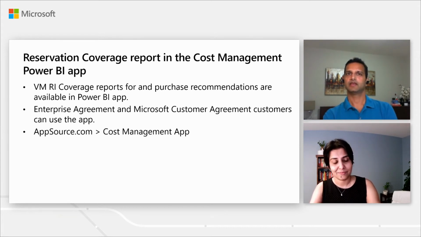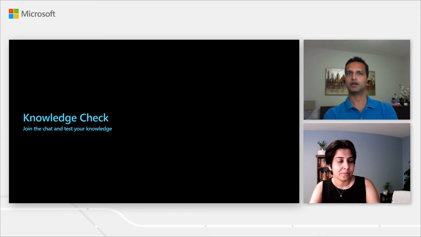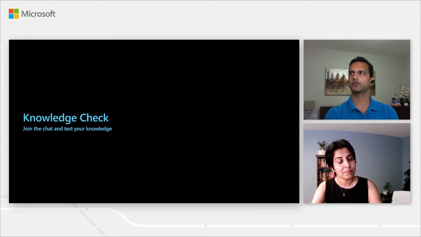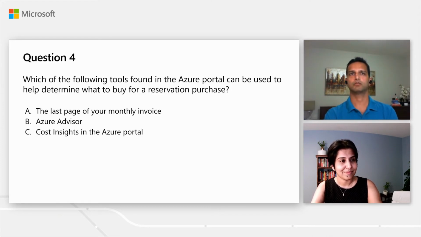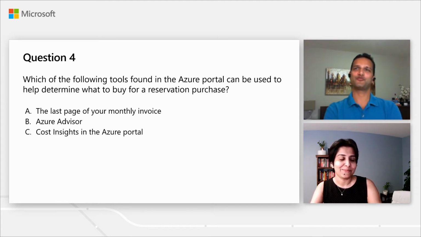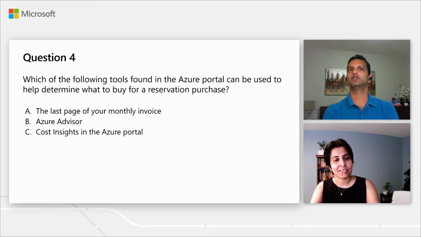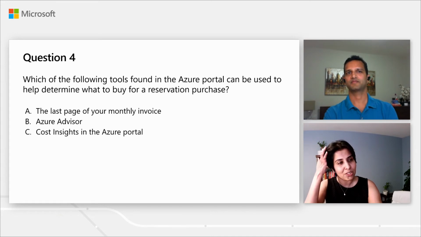That's great. Let's go to our favorite part, which is the knowledge check. So I have a couple of questions for you, Aparna. Oh my God, you're going to test me, aren't you? Yes. Which of the following tools found in the Azure portal can be used to help determine what to buy for a reservation purchase? I think it's either Azure Advisor or Cost Insights in the Azure portal. I think based on your demo, I'm more confident that it should be Azure Advisor. What do you think? Do you think I'm right?